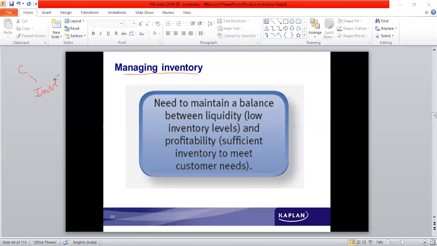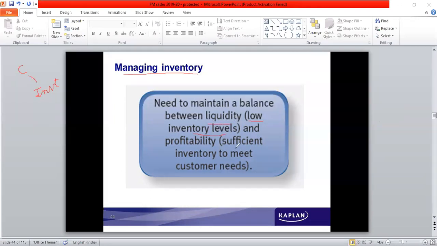So for that reason, there should be a balance between what's the maximum limit and what's the minimum limit. So they always have to maintain this balance of inventory. So low inventory levels is affecting something. High inventory levels, sufficient inventory levels to meet customers' needs is affecting another thing. Low inventory is having an impact on their liquidity.